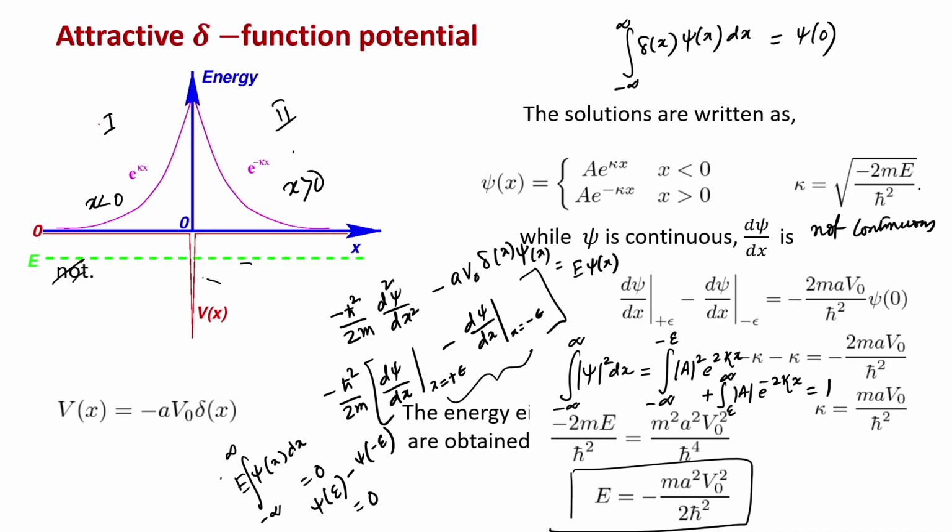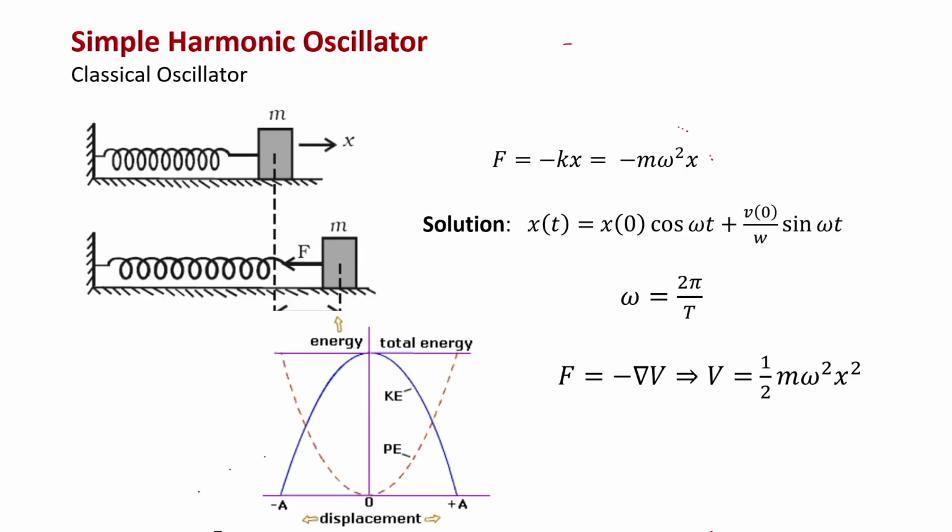Now, you know the eigenfunctions and the eigenvalues of this problem, which is an attractive delta function. Similarly, a repulsive delta function can also be solved. We will probably see that in an assignment problem. So, let us look at the simple harmonic oscillator.